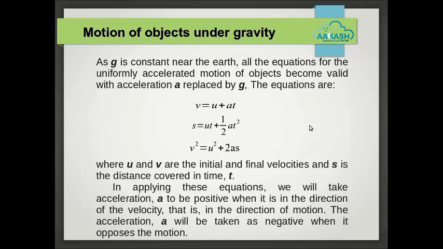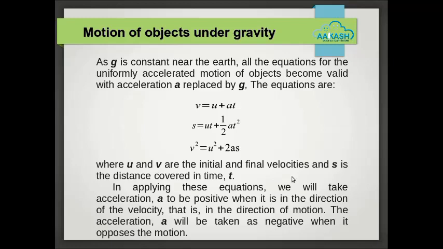Let's understand this in mathematical form. As g is constant near the earth, all the equations for the uniformly accelerated motion of objects become valid with acceleration a replaced by g. Thus, the equations are v equals u plus at, s equals ut plus half at square, v square equals u square plus 2as, where u and v are the initial and final velocities and s is the distance covered in time t.